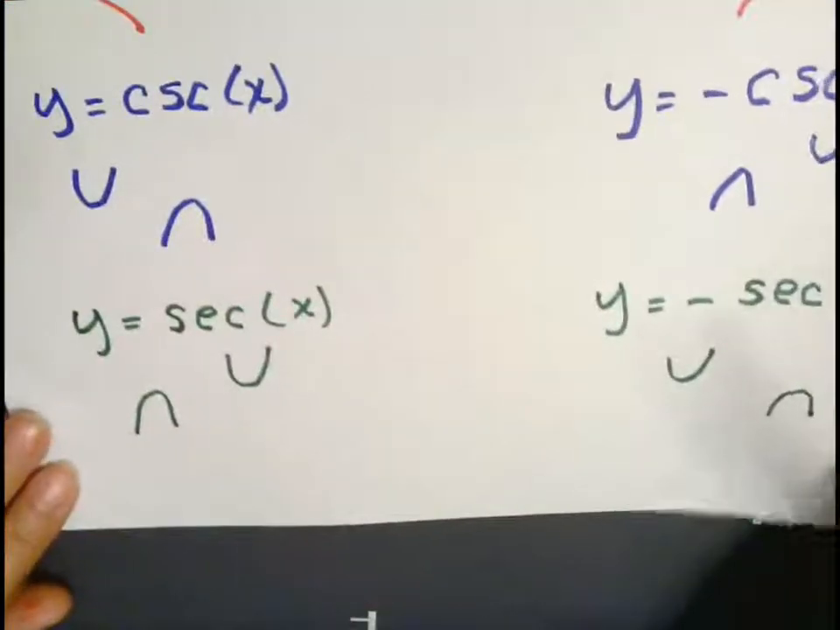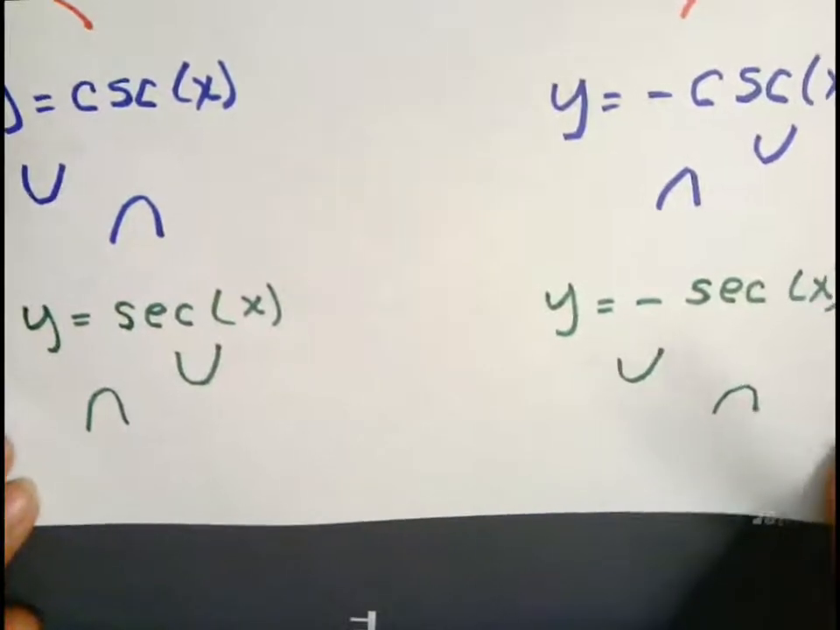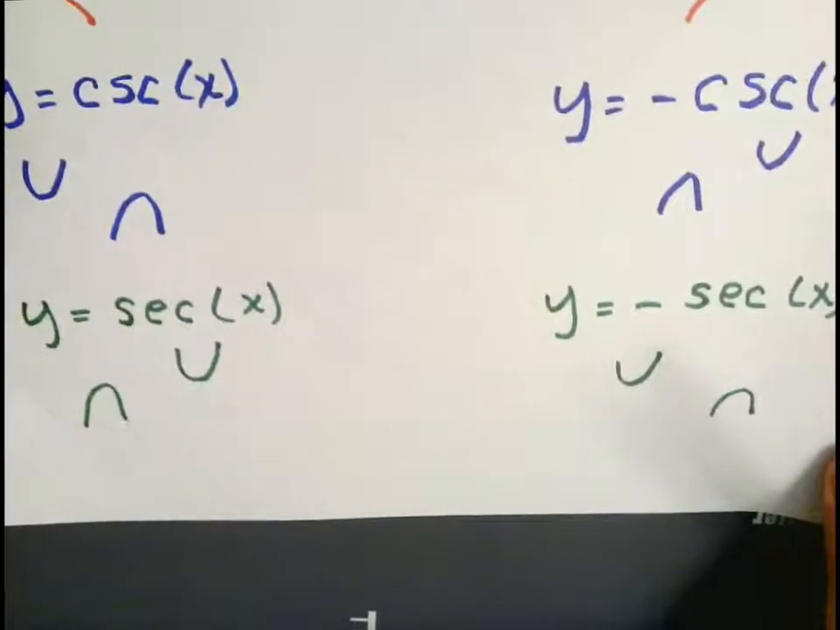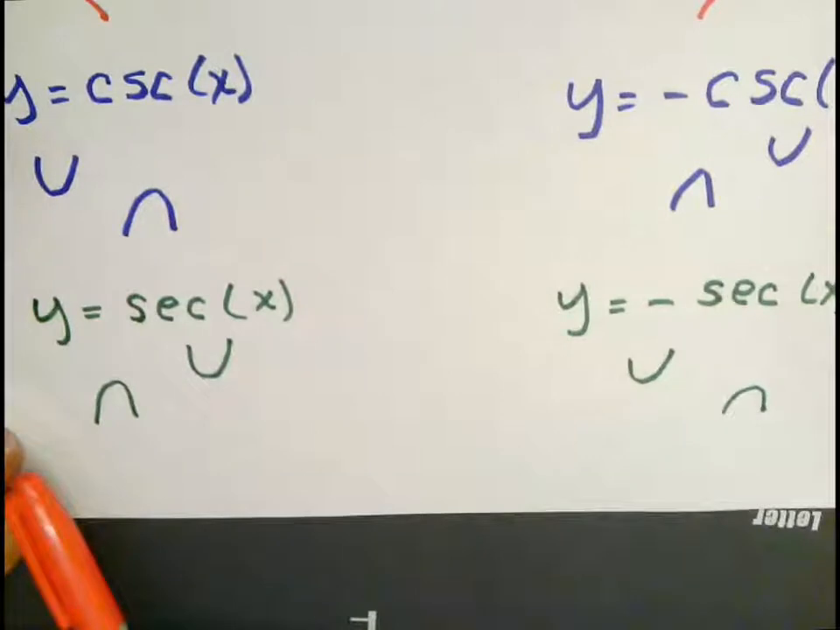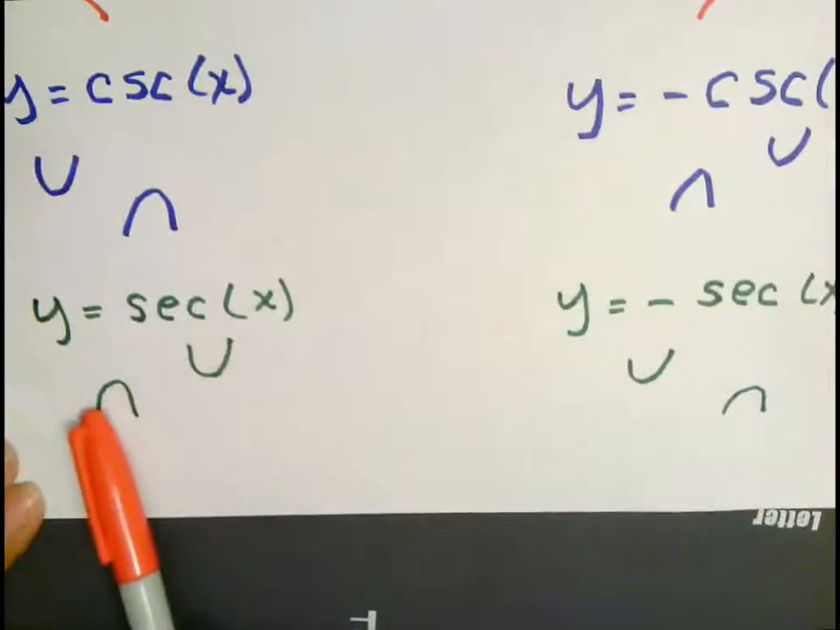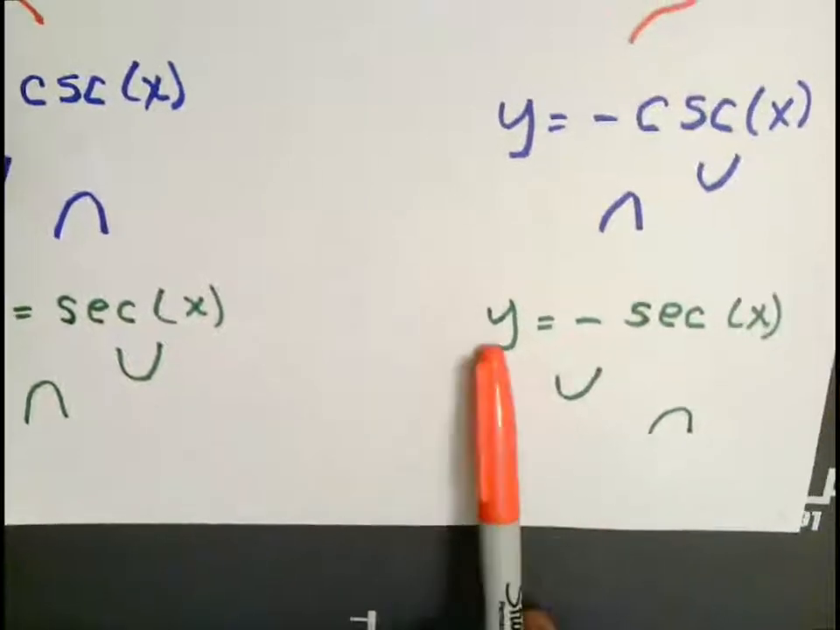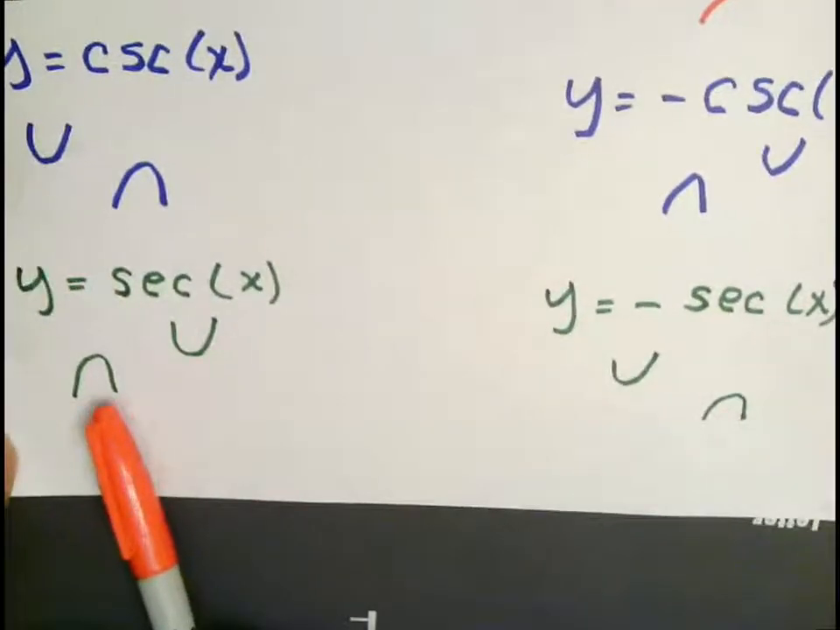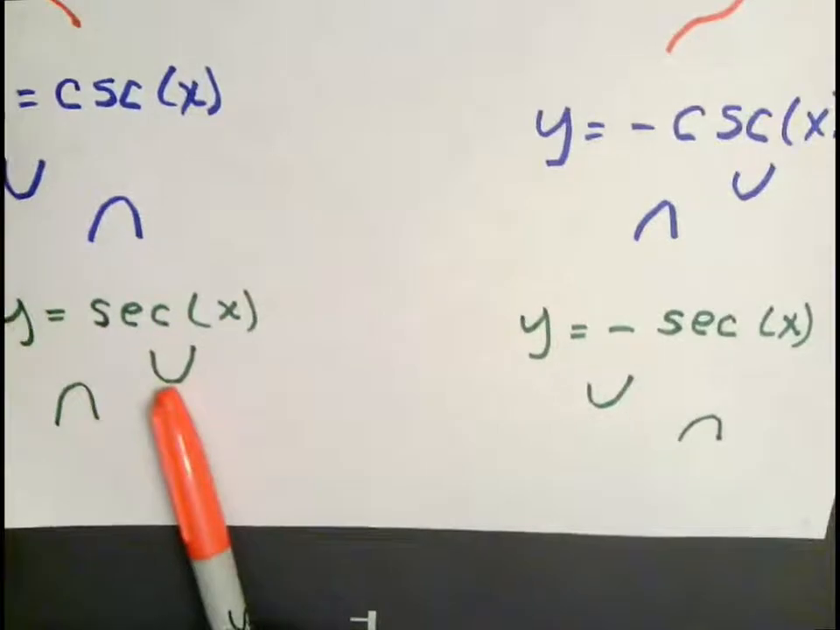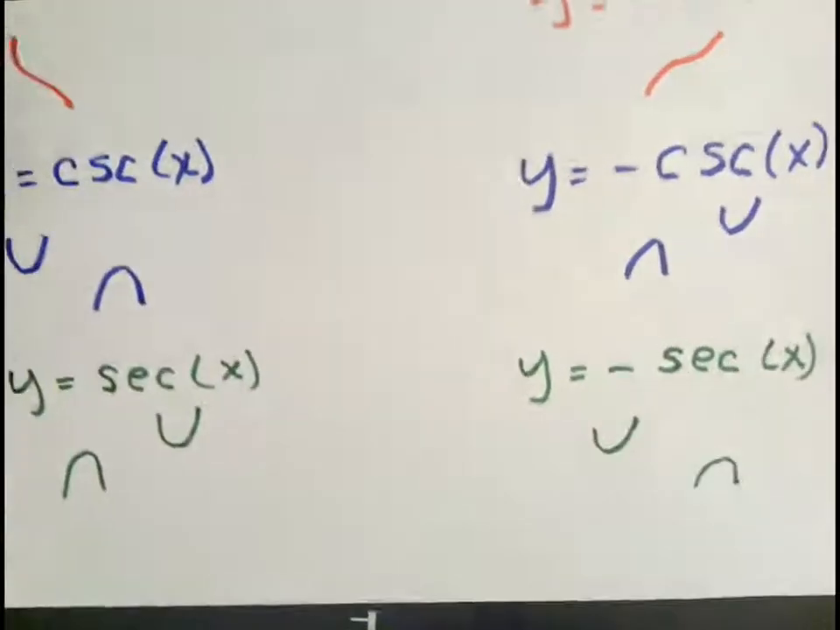It's just a shift along the x-axis, the difference between the cosecant and the secant. But here, when you have the secant, you see you have a concave down, a concave up. But if you have the negative secant, you see the concave down becomes a concave up. The concave up becomes a concave down. So that is reflection through the x-axis.